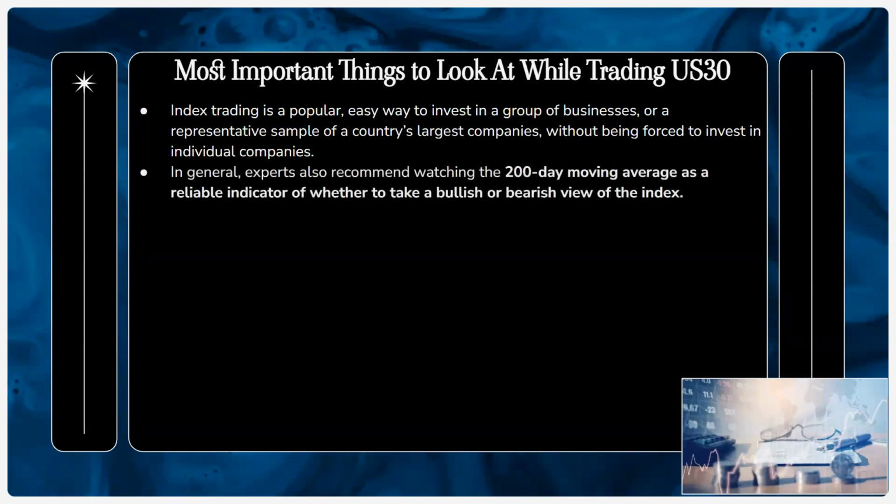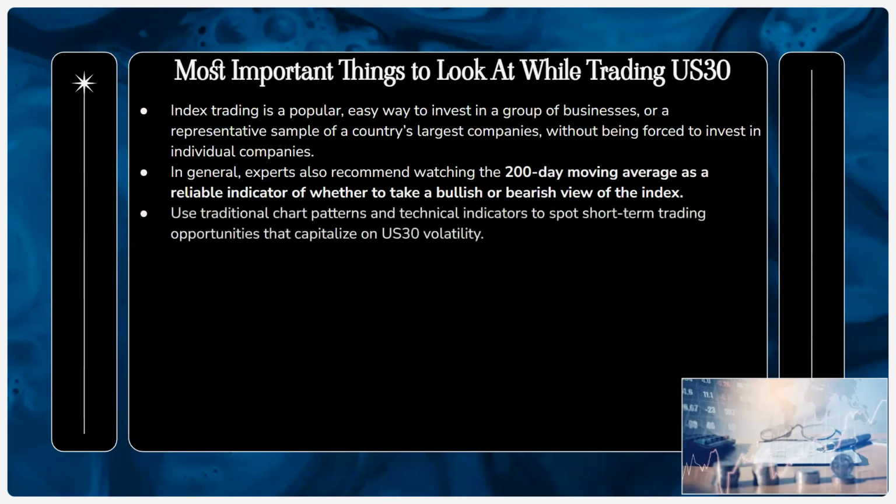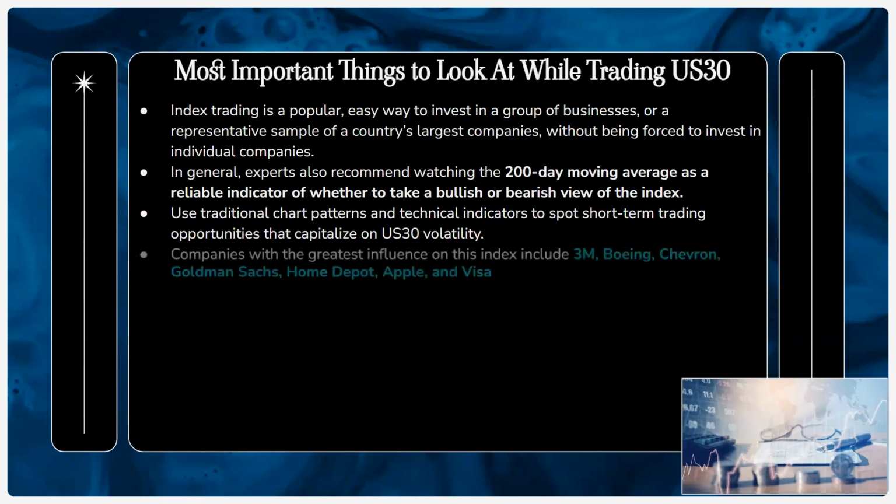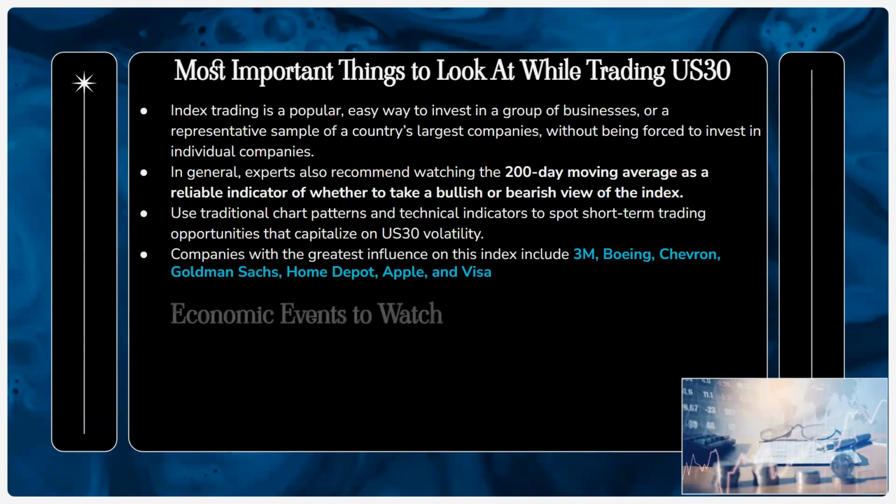In general, experts also recommend watching the 200-day moving average as a reliable indicator of whether to take a bullish or bearish view. So the 200-day moving average can tell you if the market should go up, which is bullish, or it should go down, which means bearish. Use traditional chart patterns and technical indicators to spot short-term trading opportunities that capitalize on US 30's volatility. Companies with the greatest influence on this index include 3M, Boeing, Chevron, Goldman Sachs, Home Depot, Apple, Visa, and Amazon.